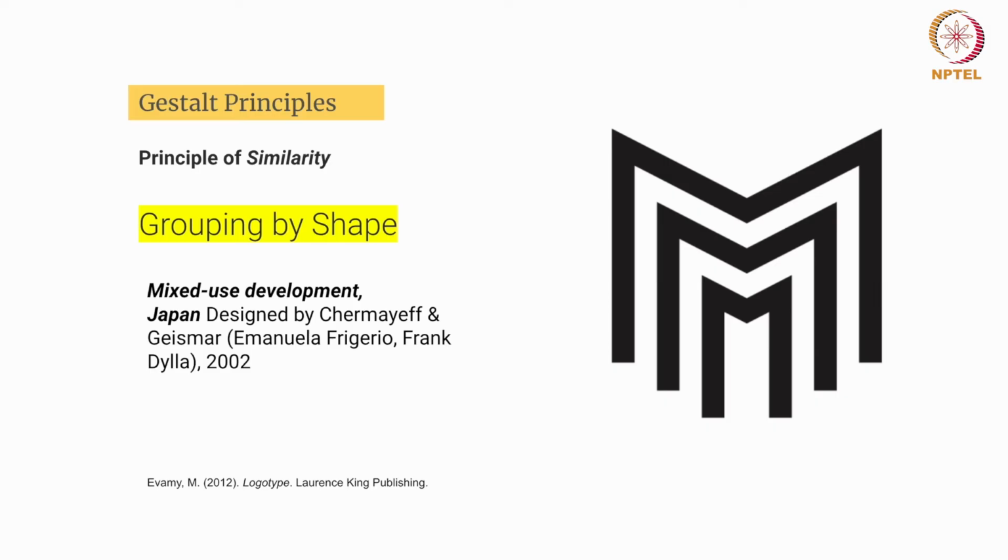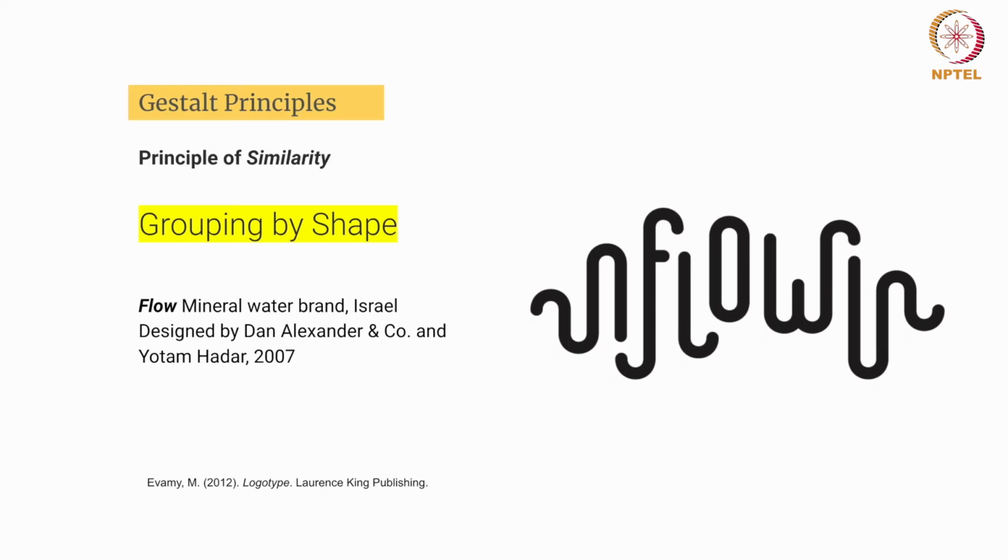Here the logo has been replicated using the same angular indent. The sizes are changing, but the shape seems to be almost similar, right? Although this is expanding, we are talking in terms of the shape of the stroke. The stroke shape has been similar and the angular indents are almost similar. Another example is Flow, a mineral water brand in Israel designed by Dex Alexander and Co. and Yotam Haider in 2027.